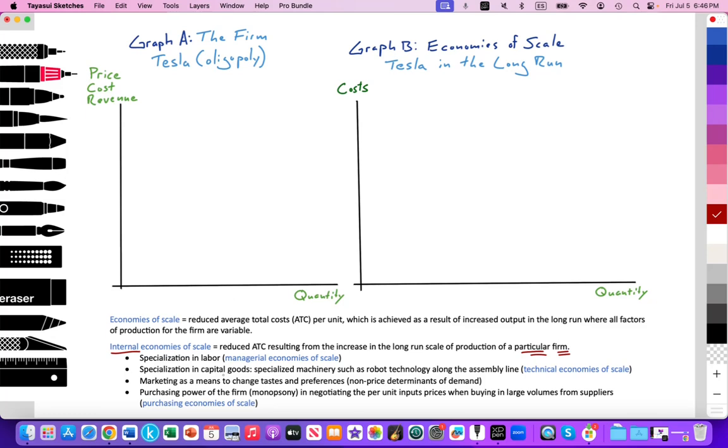Then we get specialization in capital goods. As they get larger and larger, they can afford to buy specialized machinery, such as robot technology along their assembly line, which is what we call technical economies of scale.